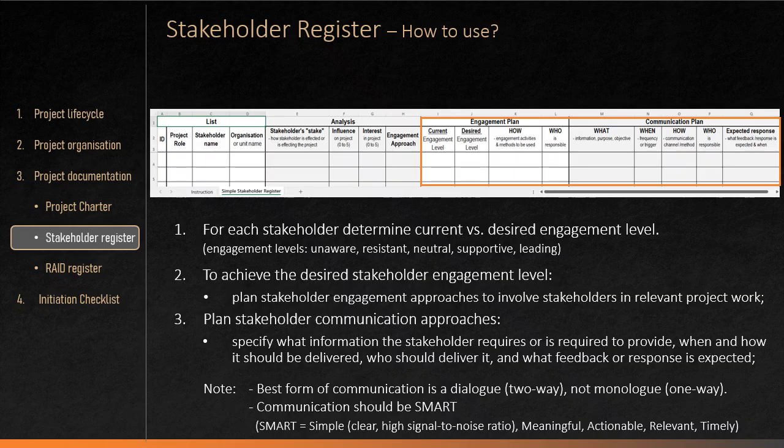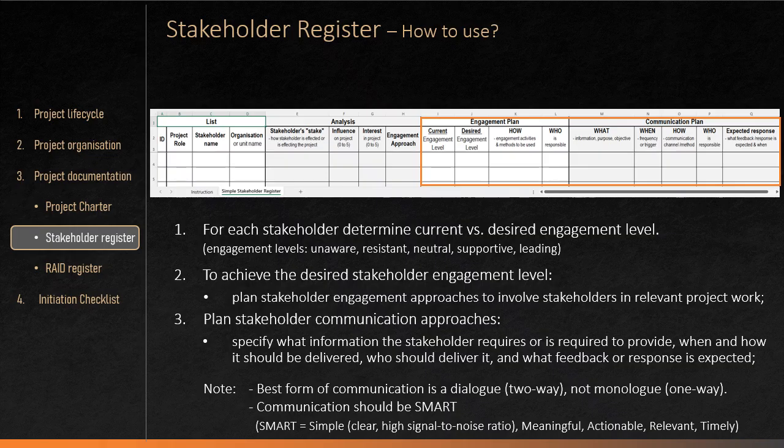Because communication is one of the key drivers of stakeholder engagement, the next step is to develop a communication plan. Communication should be tailored to each stakeholder's information needs, preferences, and expectations. To determine the appropriate communication content, method, and frequency, identify and document what information the stakeholder needs to receive or provide, when and how the information should be communicated, who should deliver the information, and what feedback, decision, or response is expected from the stakeholder.